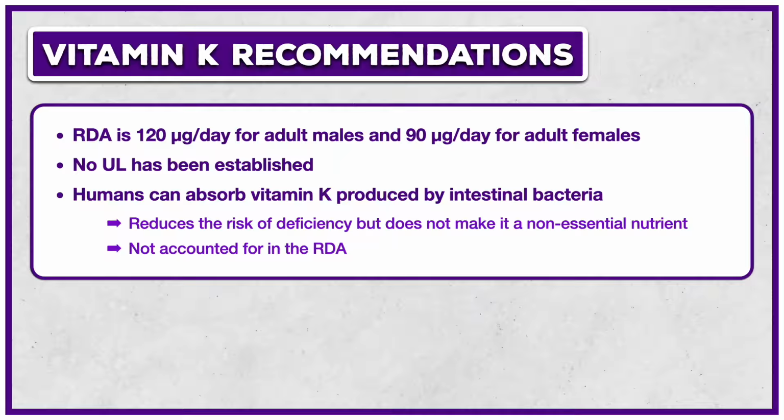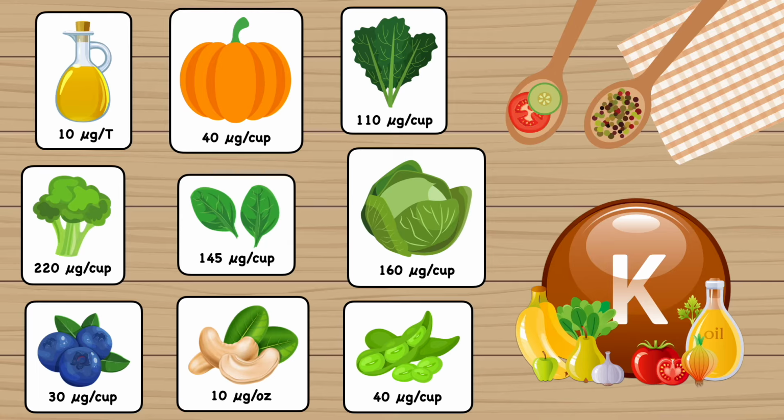That reduces the risk of deficiency but does not make vitamin K a non-essential nutrient. It's also not accounted for in the RDA. Dark, leafy green vegetables like spinach, kale, broccoli, and cabbage are the best sources of vitamin K. Vitamin K is also found in high amounts in soybeans. Other sources shown include cashews, blueberries, and canola oil.